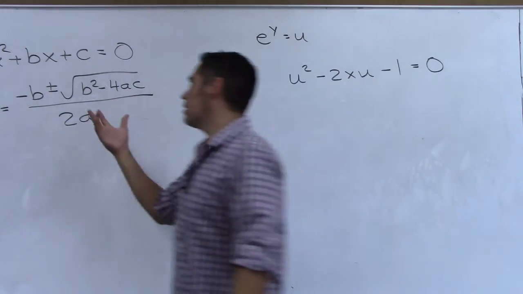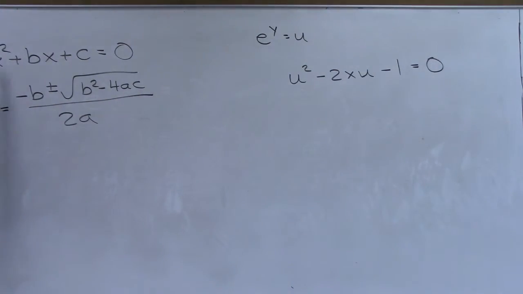If you have a quadratic equation ax squared plus bx plus c equals 0, then the solutions are x equals what? The number in front of x, change the sign, then plus or minus the square root of that number squared, then minus 4ac, and then all over 2a. That's how you do it.